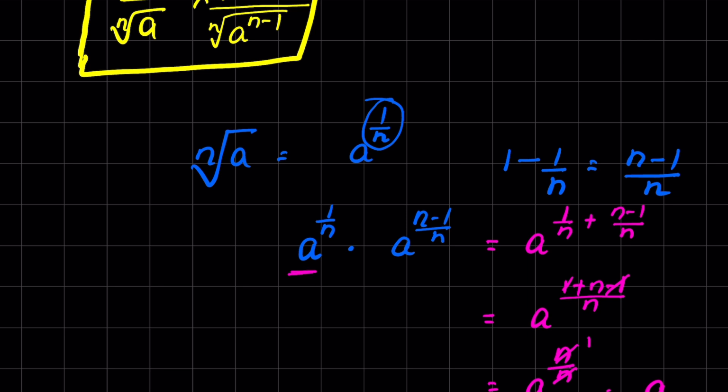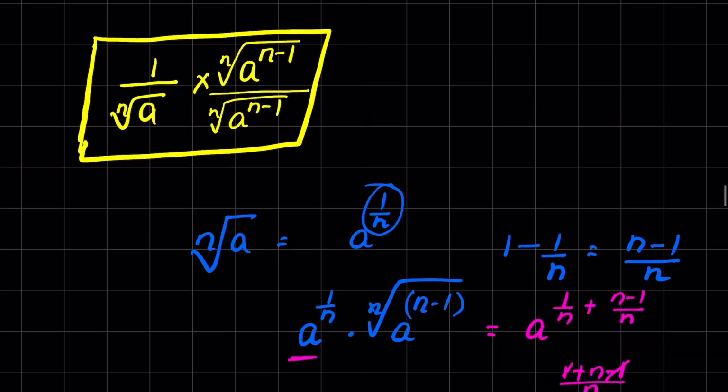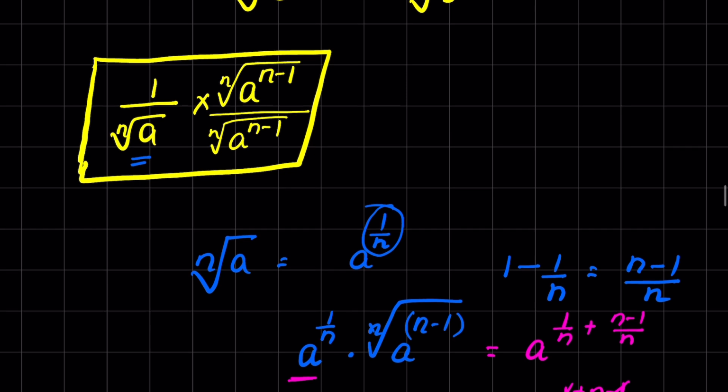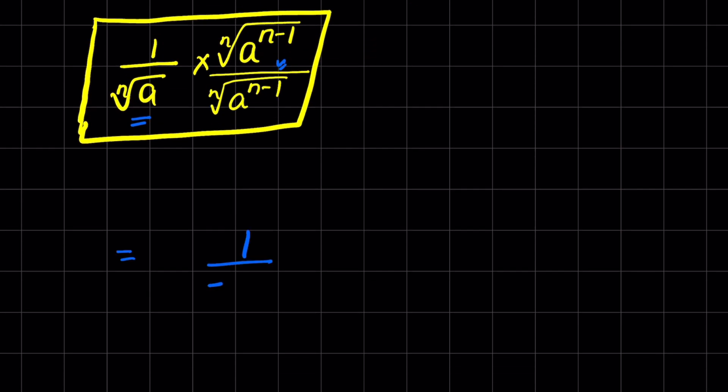So when we multiply a raised to the power 1 upon n to a raised to the power n minus 1 upon n, we get a whole number. It is a. N minus 1 upon n, we can write it as n minus 1 times 1 upon n. Then 1 upon n means nth root of a raised to the power n minus 1. Therefore, to rationalize nth root of a, we multiply and divide it by a raised to the power n minus 1 under nth root. So to rationalize 5 under fifth root, we multiply and divide it by 5 raised to the power 5 minus 1 under fifth root.